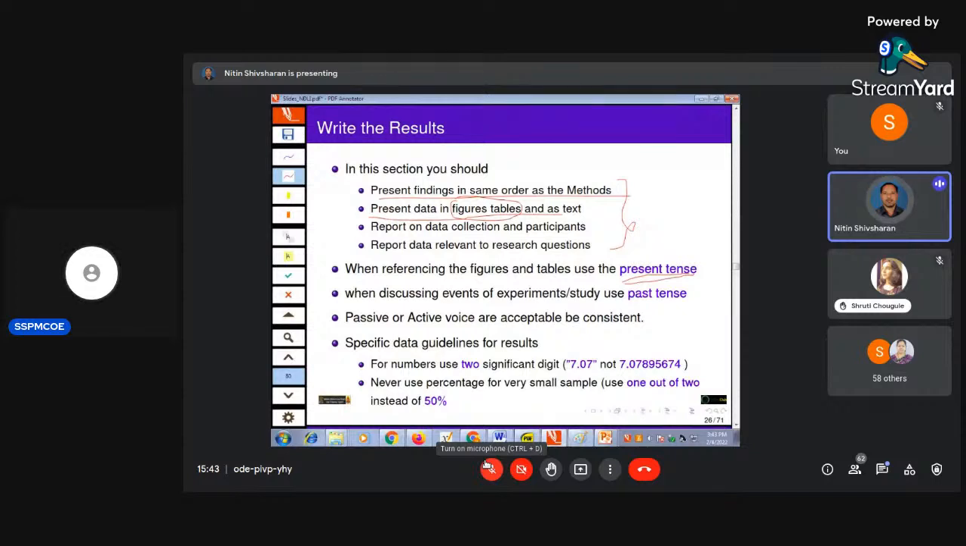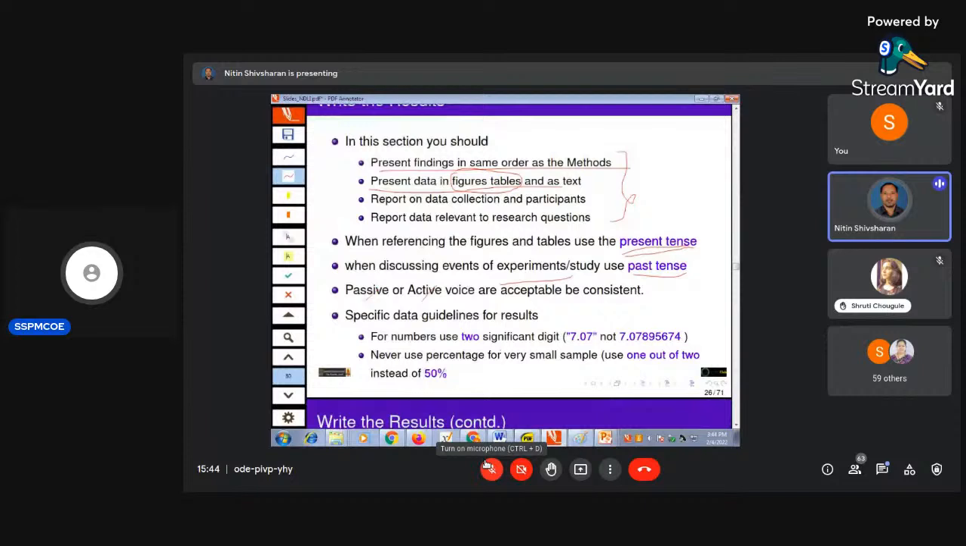I'm using this text for writing the result section. Whenever you are referring to a particular figure used in your research paper and describing it in your result section, at that time use the present tense. When you are discussing events of the experimental study, use the past tense. Passive or active voice are both acceptable; just be consistent. We can use a passive voice as well as an active voice writing style in result sections.